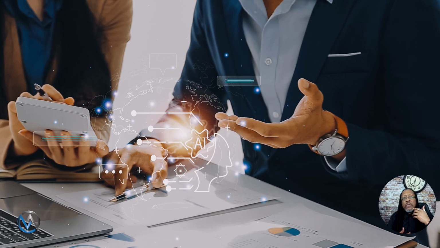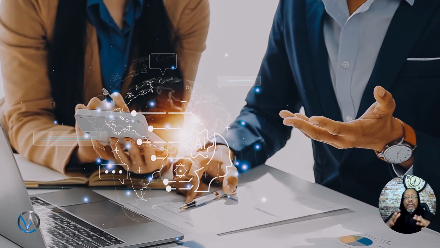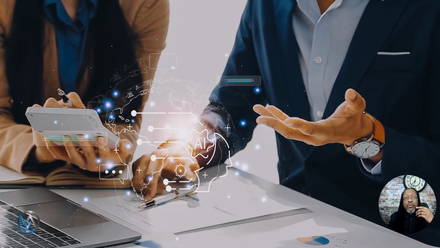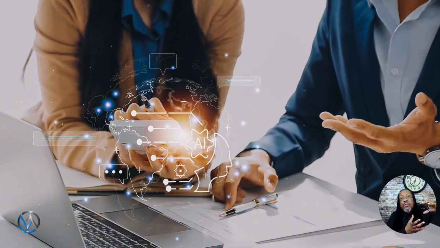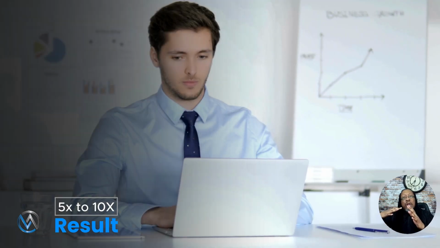It helps to keep generative AI from going all over the place, doing random stuff and giving you bad results. And when you find yourself using this RICER method, I kid you not, you're going to start seeing 5x, 10x the results of the output that you get by using this framework.